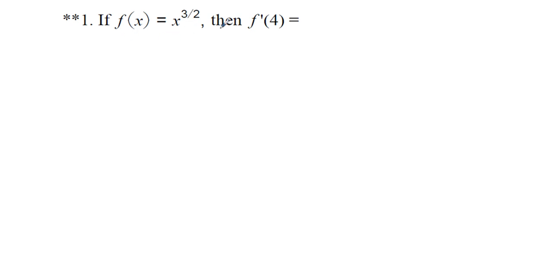If f of x equals x to the 3/2 power, then f prime of 4 equals. Well, what this is, f prime of x is going to be equal to the derivative with respect to x of the original function here. Okay, so that's how you could write that and explain what that is. And so d dx, according to the power rule, I'm going to write over here, d dx with respect to x of x to the power of n equals n times x to the power of n minus 1. So we're going to use this rule here.